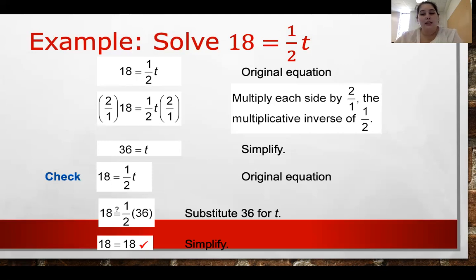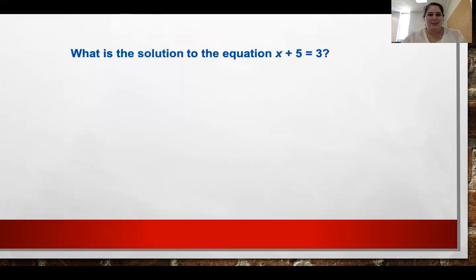Again, go ahead and pause the video if you need time to write this down, and then we'll move forward. Okay, so let's go to the next slide. So here is your U-try. What is the solution to x plus 5 equals 3? Again, please pause before we move forward and try this on your own so you can check your work. I'm going to give you 5 seconds before we go over the answer.